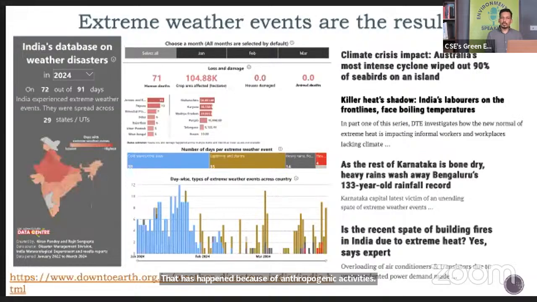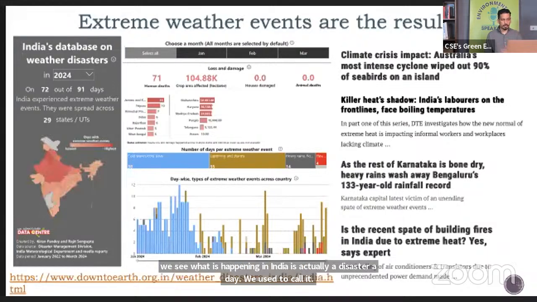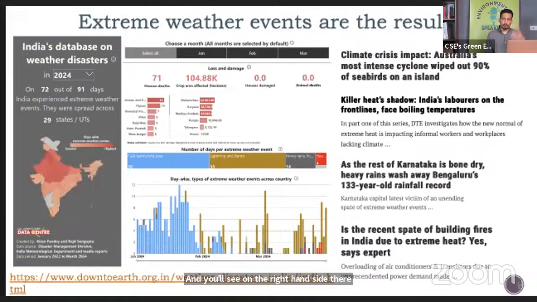Here, I have also used another graphic to show the impacts of climate change. So if you see the dashboard, it's a busy graph that shows the impacts of climate change in India, extreme weather events. And we see what is happening in India is actually a disaster a day, we used to call it. And you'll see on the right-hand side, there are a lot of news about climate events that have happened, extreme weather events throughout the world.